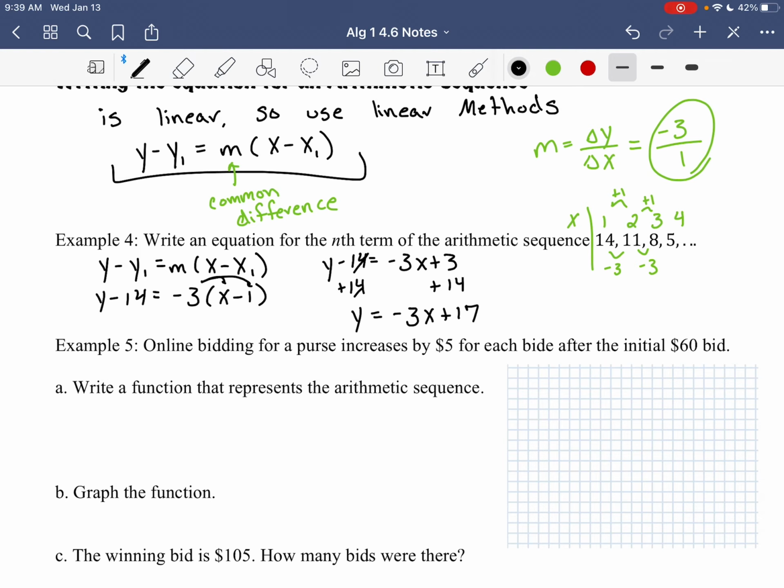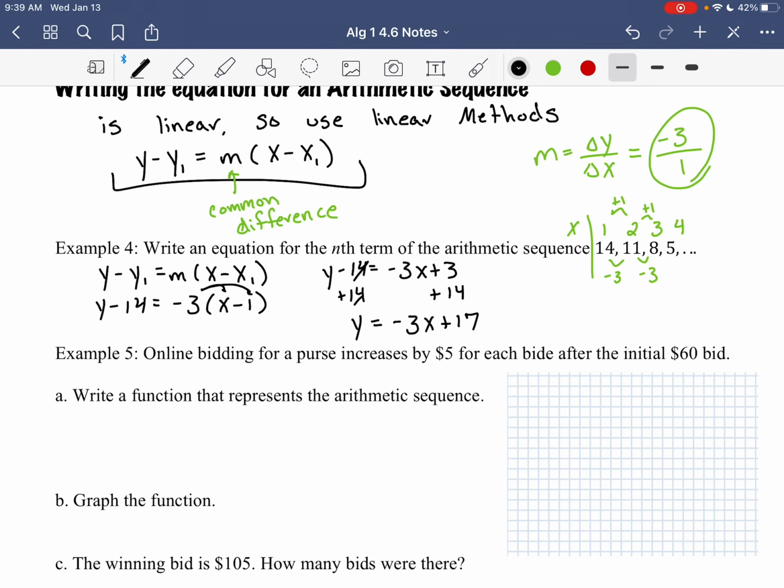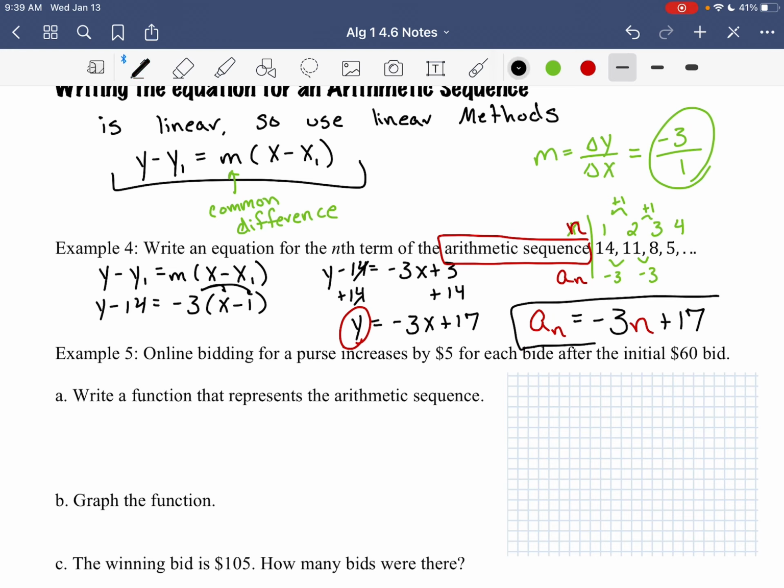Now the only thing we change at this point is how we write this. Since we're dealing with an arithmetic sequence, instead of an x, it's going to be an n. And this is my a sub n, the term. So my y becomes a sub n, and my x becomes an n, because we're dealing with sequences. So a sub n equals -3n plus 17.